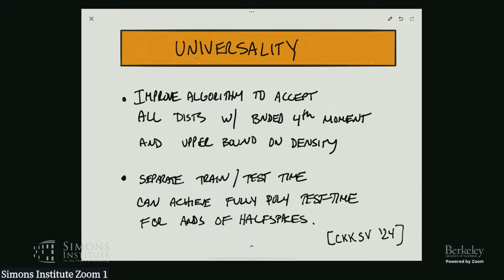We have new results that separate train and test time. So if you want to spend more time training your learning algorithm, you can come up with really fast algorithms to test how it will do on D prime at test time.